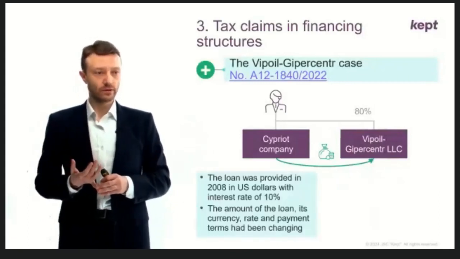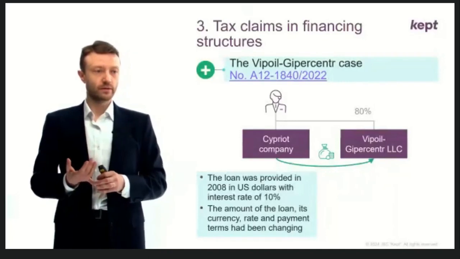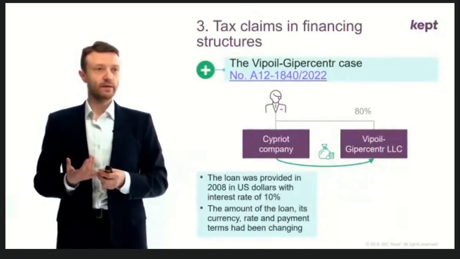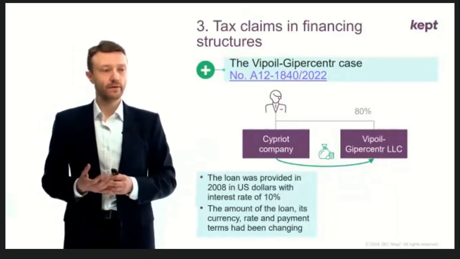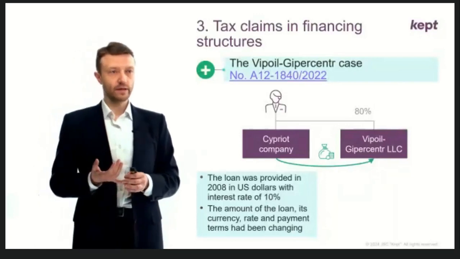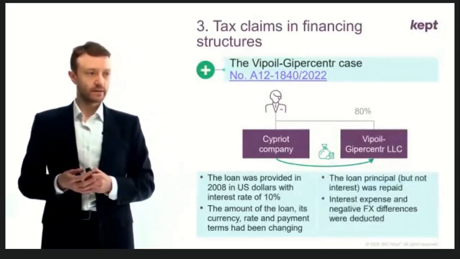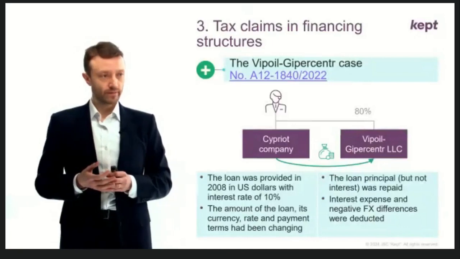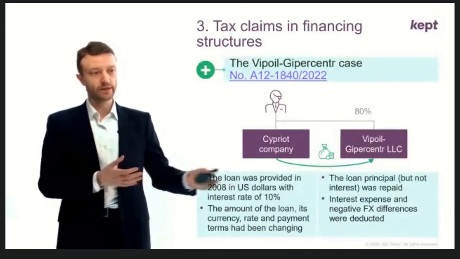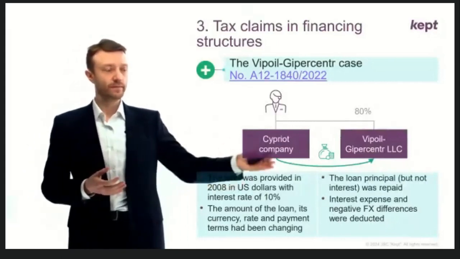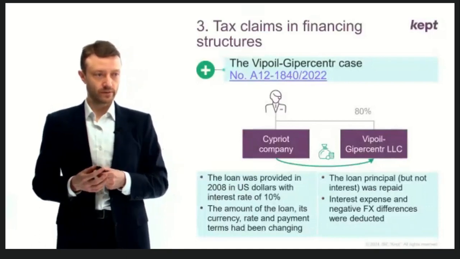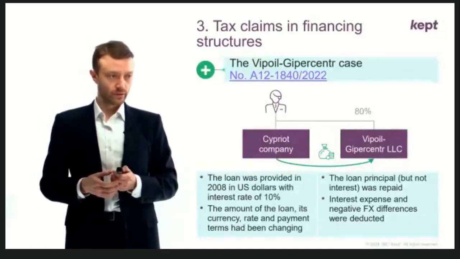The loan was in US dollars, issued in 2008 at an interest rate of 10%, and over the years, the amount of the loan, its currency, its repayment terms had been changing. Interest was never paid. The loan principal was partially repaid, and there was obviously interest expense on interest for the Russian borrower, and there were negative foreign exchange differences because initially the loan was in US dollars.